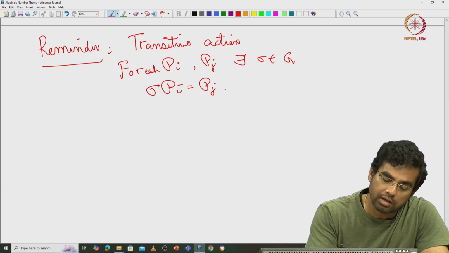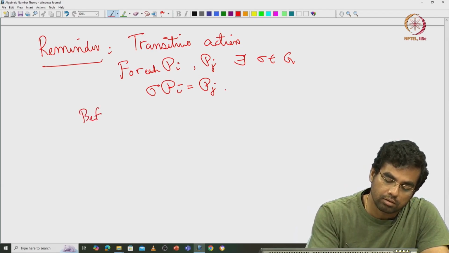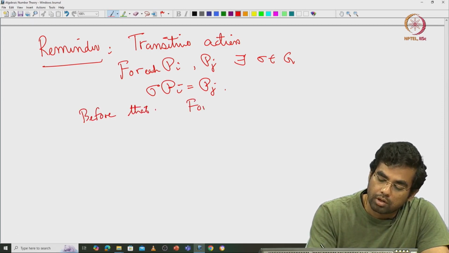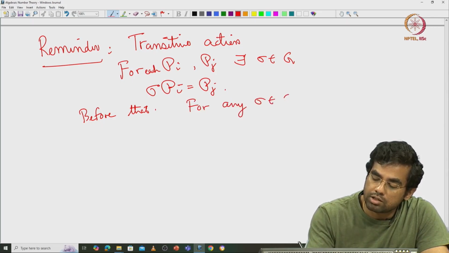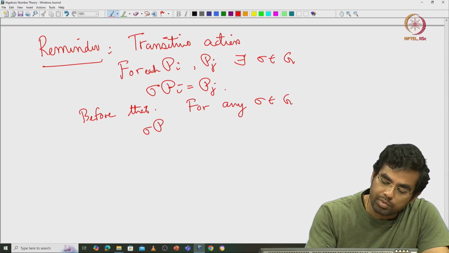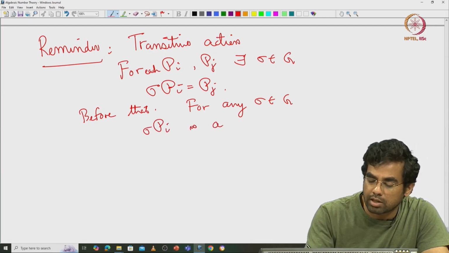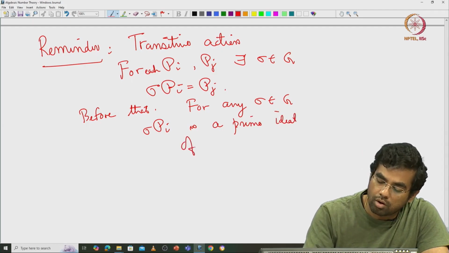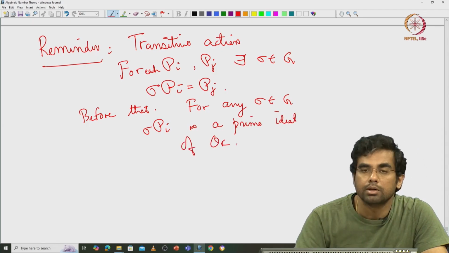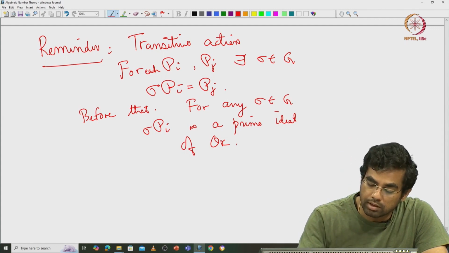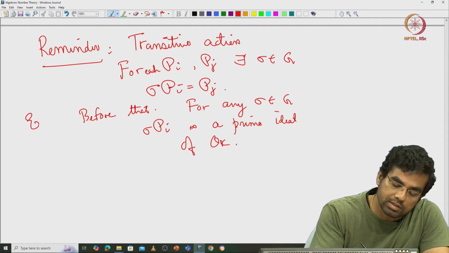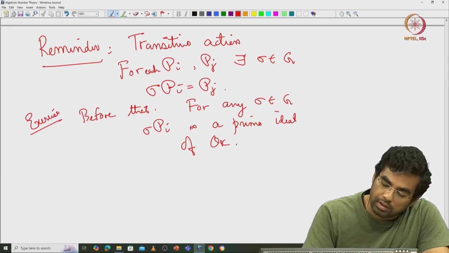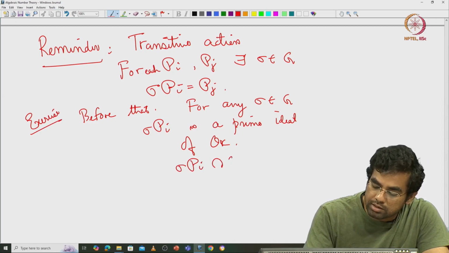Maybe even before that, I should say that for any sigma in G, sigma of Pi is again a prime ideal of O_K. You can prove that very easily, so maybe you can take this as an exercise. And sigma of Pi intersected with O_F is equal to P.